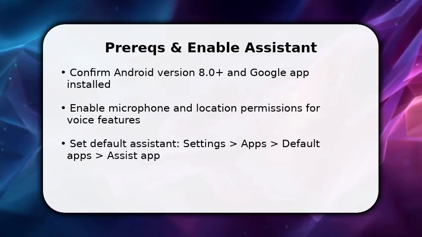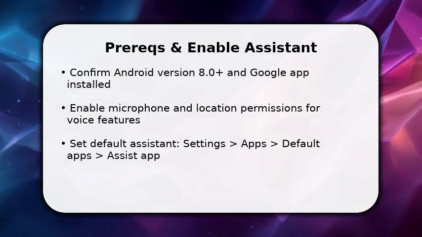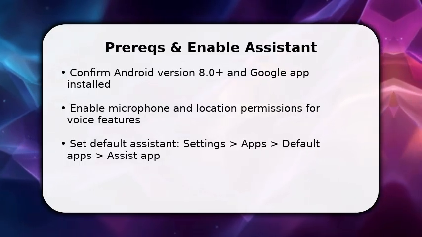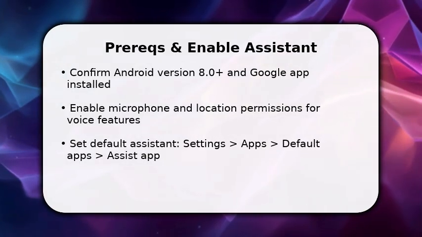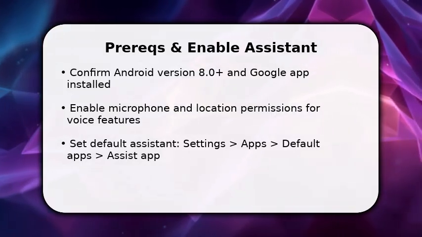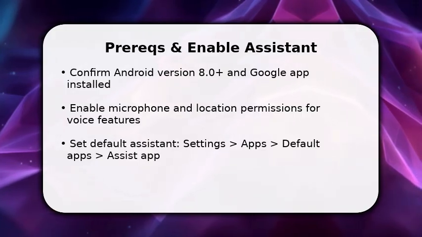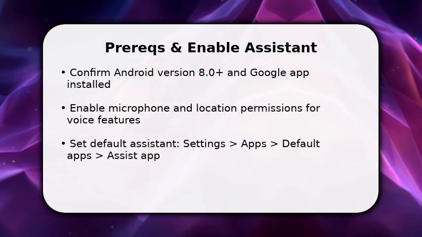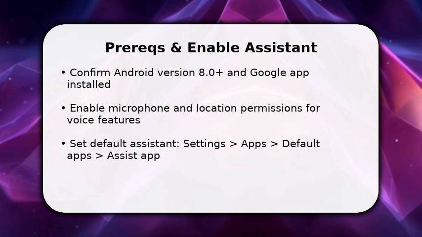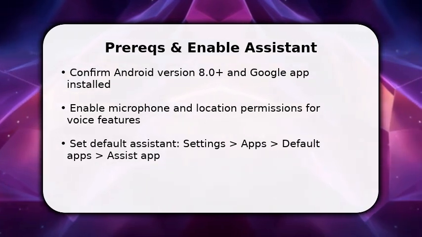You'll first confirm prerequisites and start enabling the assistant now. Make sure your phone runs Android 8.0 or newer, and that the Google app is installed. This ensures compatibility. Grant microphone and location permissions so voice recognition and contextual replies work. Then open Settings, go to Apps, select Default Apps, and set your Assist app to Google or another assistant you prefer. Once done, you're ready for the initial voice activation test to verify the assistant responds to your wake phrase.